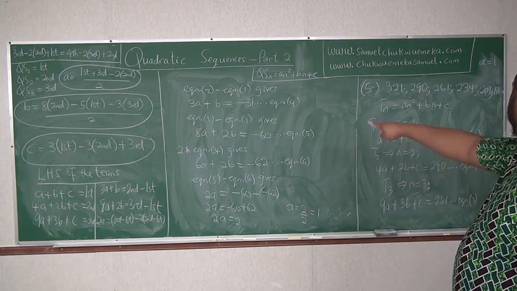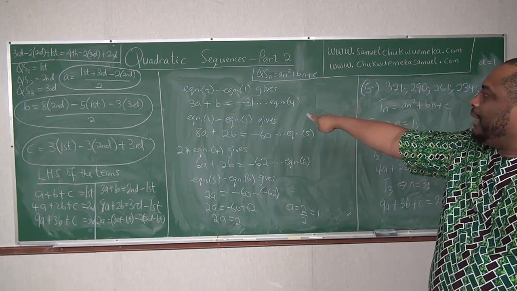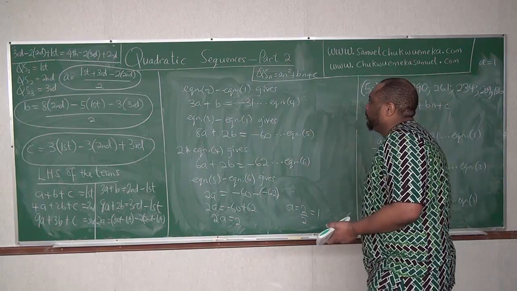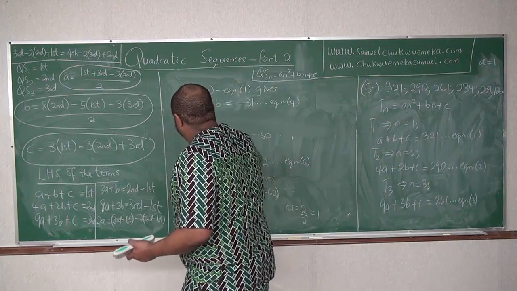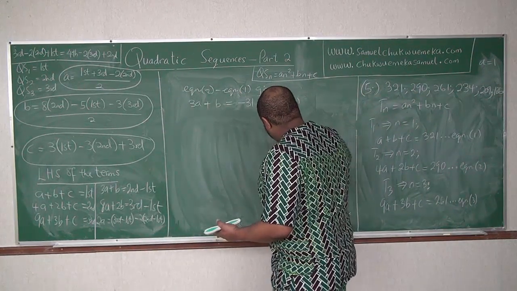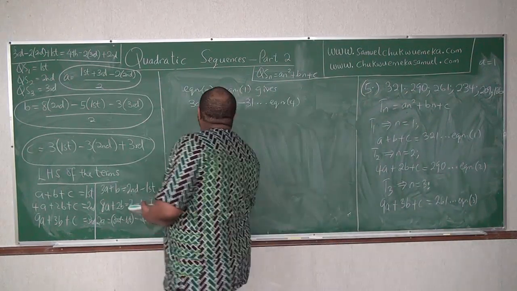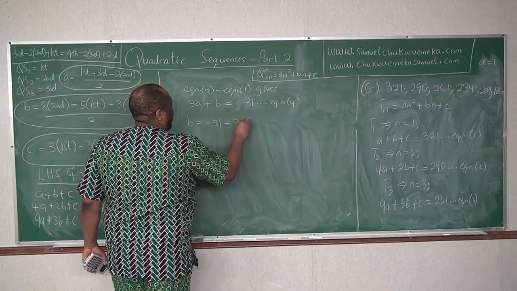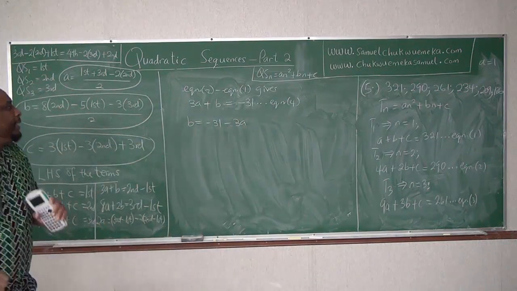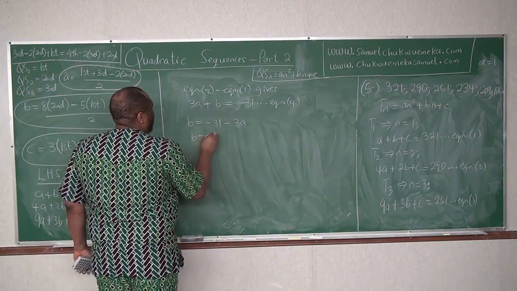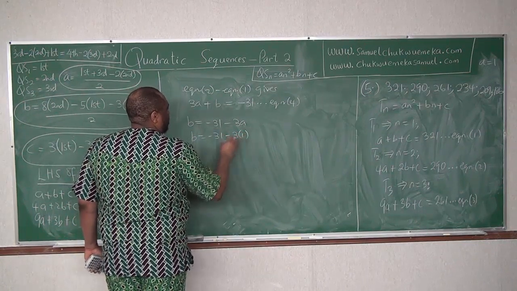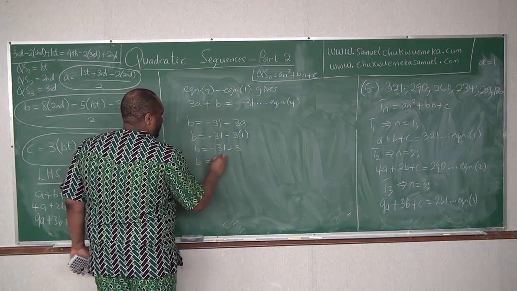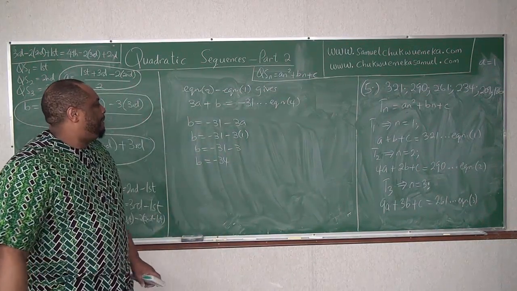Now, let us find b from equation 4. It is easy to find b from equation 4. So, from equation 4, b will be negative 31 minus 3a. So this will be negative 31 minus 3 times 1. b is minus 31 minus 3. b is minus 34.